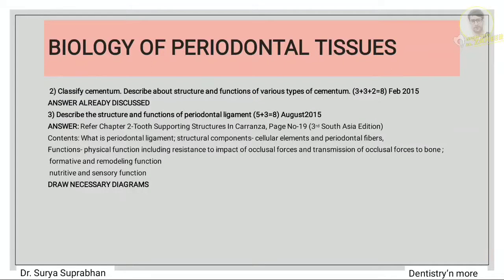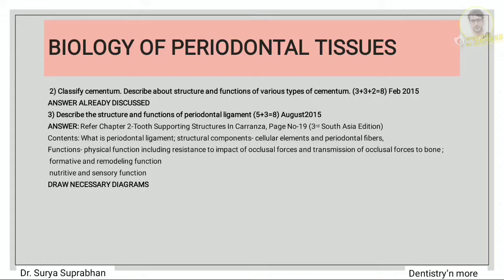Now coming to the next short essay, that is, classify cementum, describe the structure and function of various types of cementum. It's already discussed. So I'm moving over to the next question, describe the structure and function of periodontal ligament. This also you have to refer in the periodontal ligament chapter 2, that is the tooth supporting structures, and what all contents you have to write is, first define periodontal ligament, write the structural components.